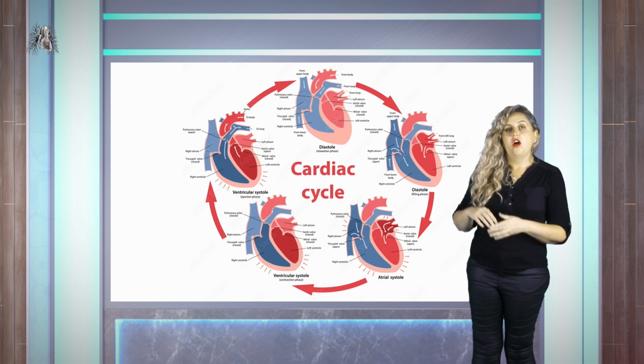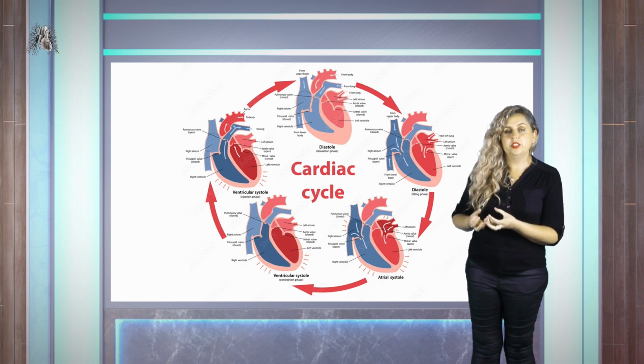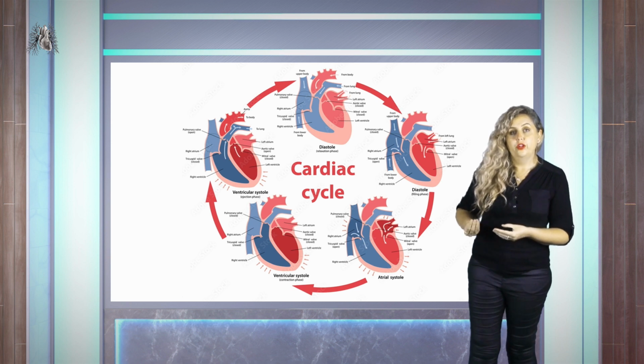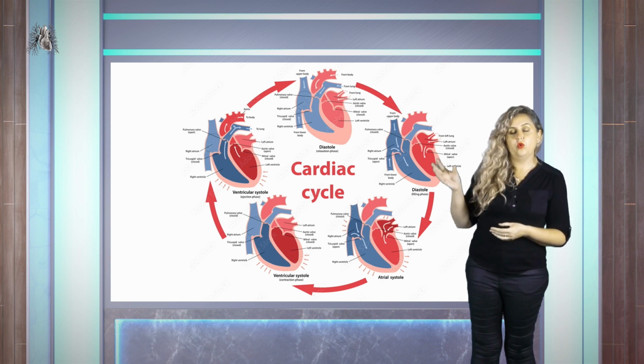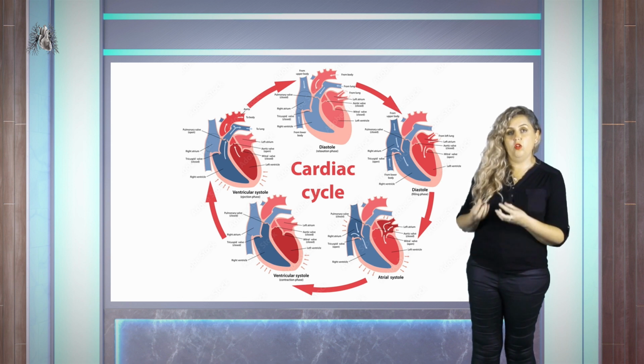On the left side, and at the very same time, the left ventricle needs to eject blood through the aortic valve to the aorta. This is a much higher pressure system. Remember, this has to deliver blood to the whole body.